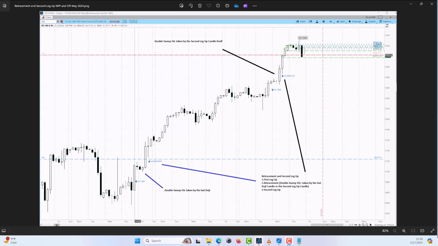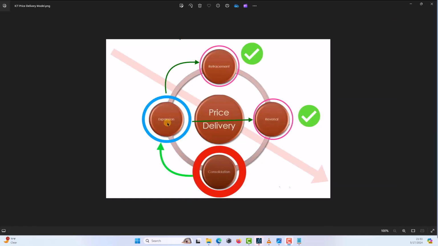Go back to the ICT model, where we see the price delivery model. All right, here's the price delivery model that ICT has developed.